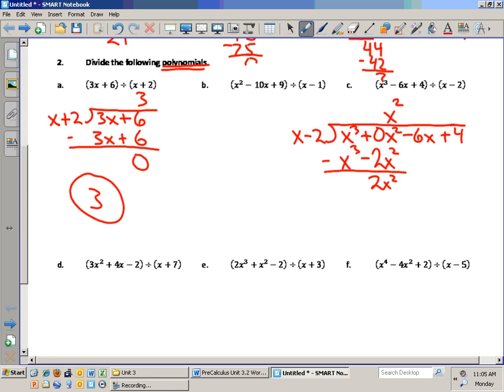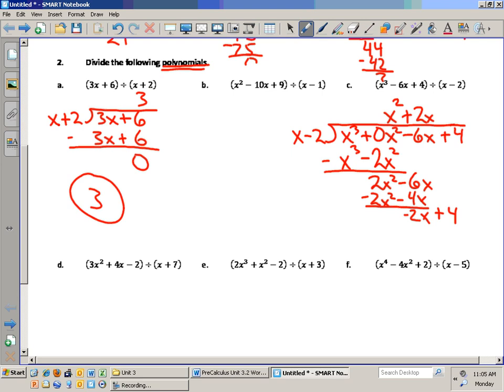What do I do? Drop down enough to make a binomial. What do you multiply x by to get 2x squared? Positive 2x. Multiply the 2x back through. 2x squared minus 4x. Subtract them. What is negative 6 minus a negative 4? Negative 2x.